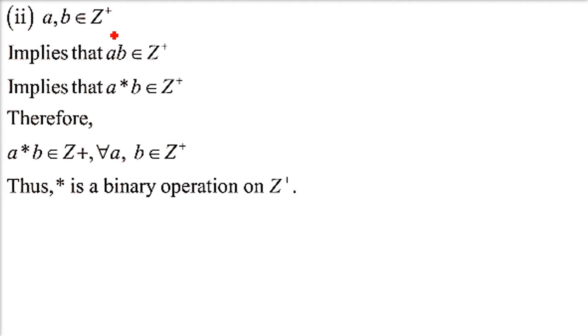Then we have the second part. On Z plus, define star by A star B equals A into B, A multiplied by B. So A star B is actually equal to A into B. So it is on Z plus. Z plus is again, let me write it. The multiple question on Z plus. So this is non-negative integers.